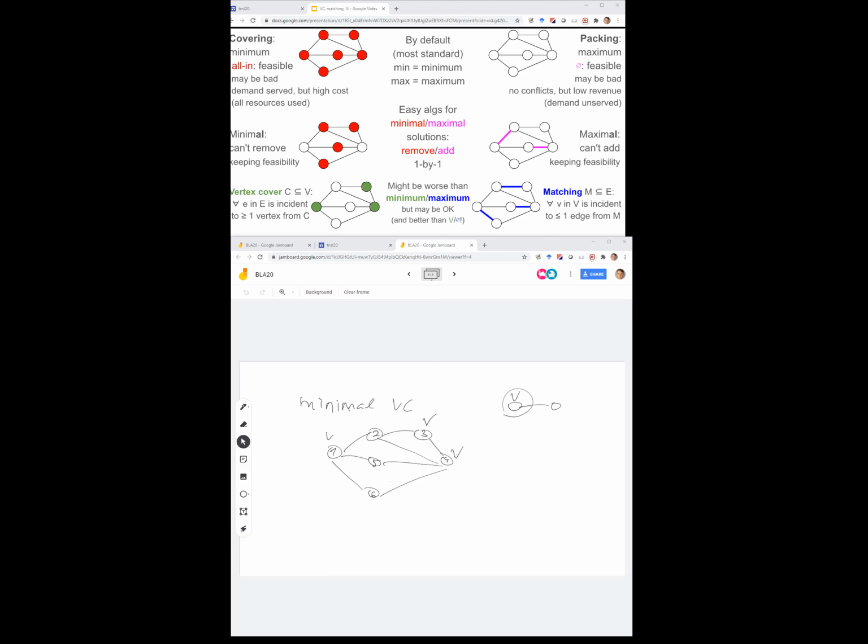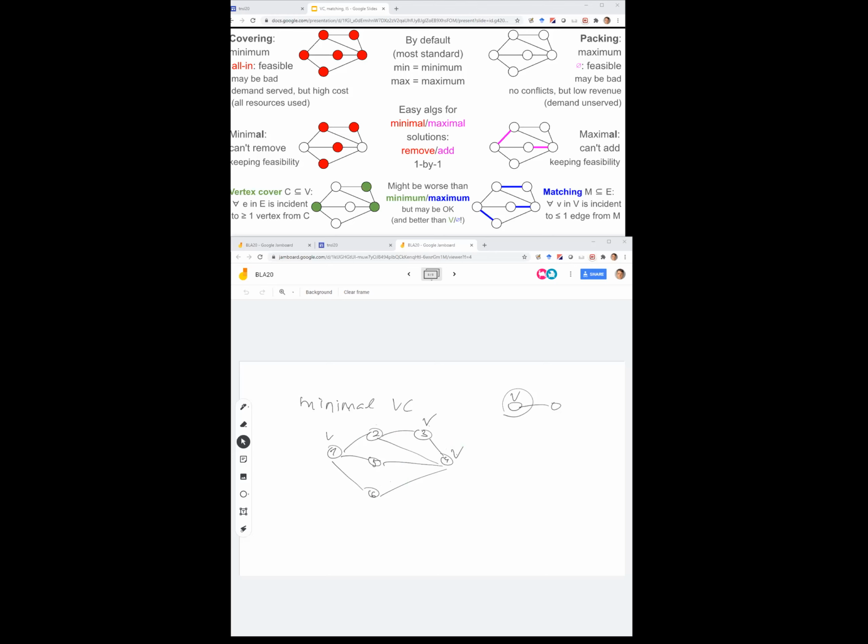So now I guess we cannot remove any of the vertices. If we remove vertex 1 or vertex 3, then either this or this edge becomes uncovered. And if we remove vertex 4 from the cover, then quite a few edges become uncovered. So we cannot remove it. So yeah, this is a minimal vertex cover.